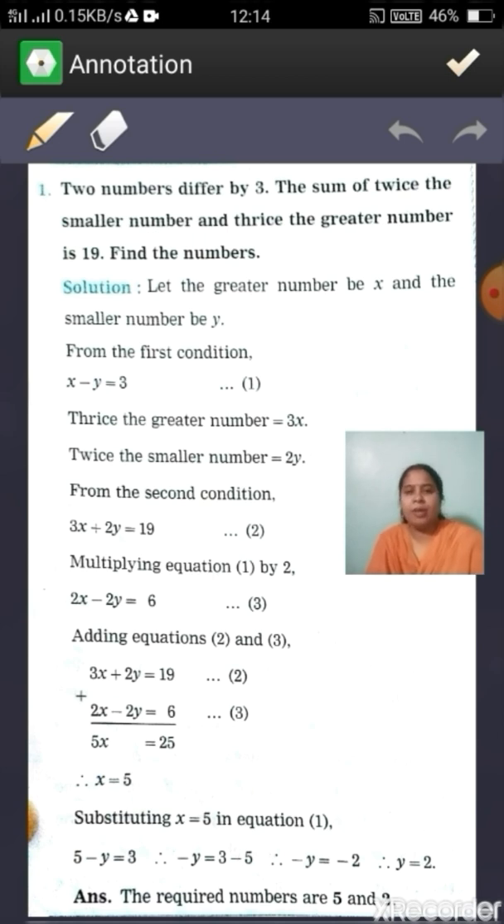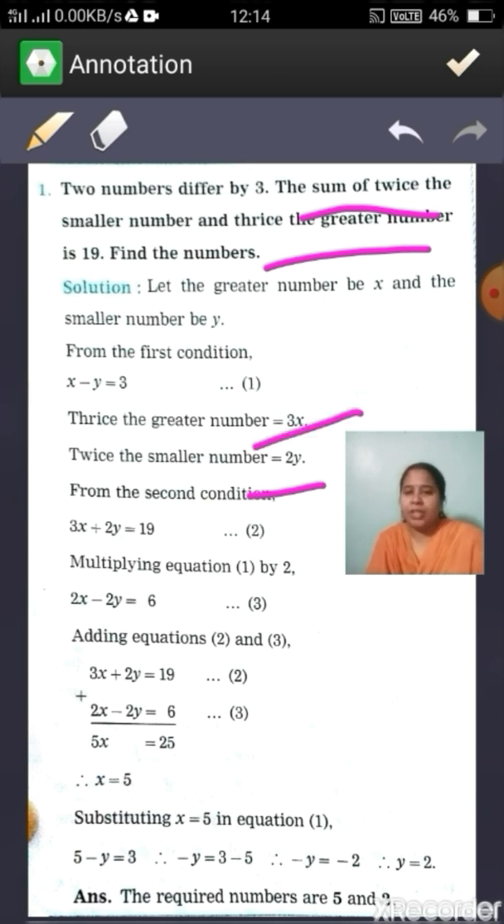Now reading the next part of it, the sum of twice a number, and as you can see, the smaller number, and thrice the greater number. Now twice the smaller number, twice I hope you know that it is 2 times, and the smaller number I have assumed as y. So it will be 2y. And thrice the greater number is x. Thrice means 3 times, so it will be 3x.